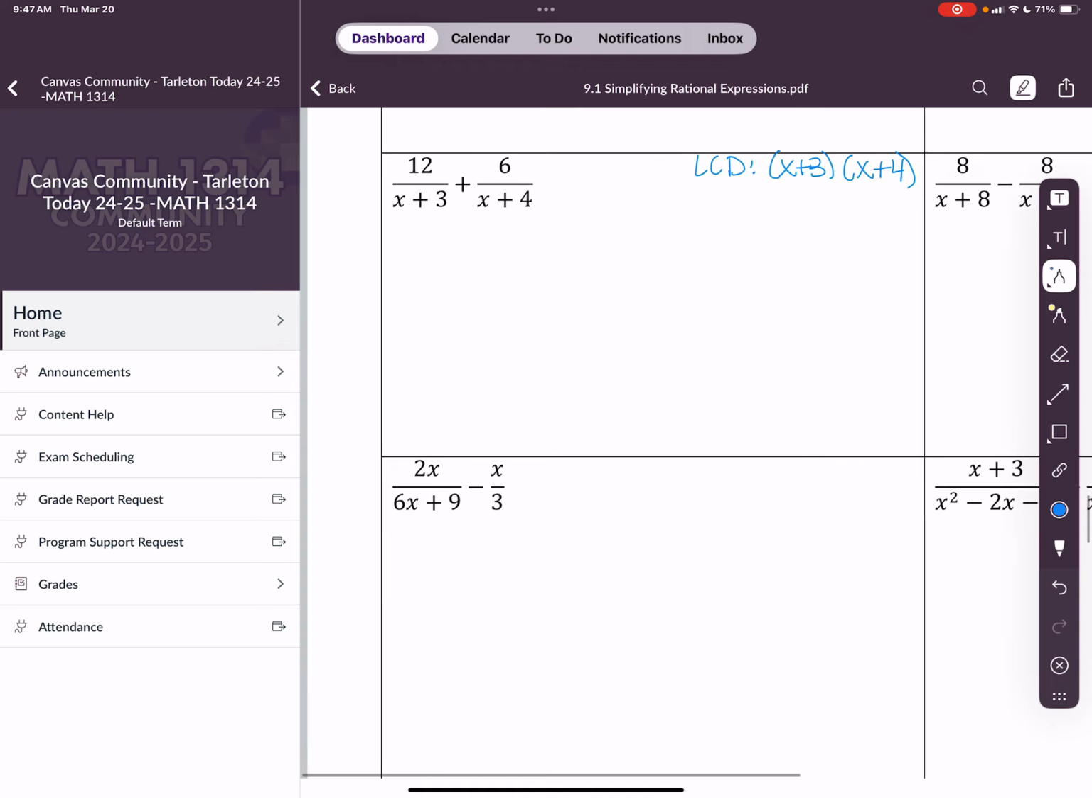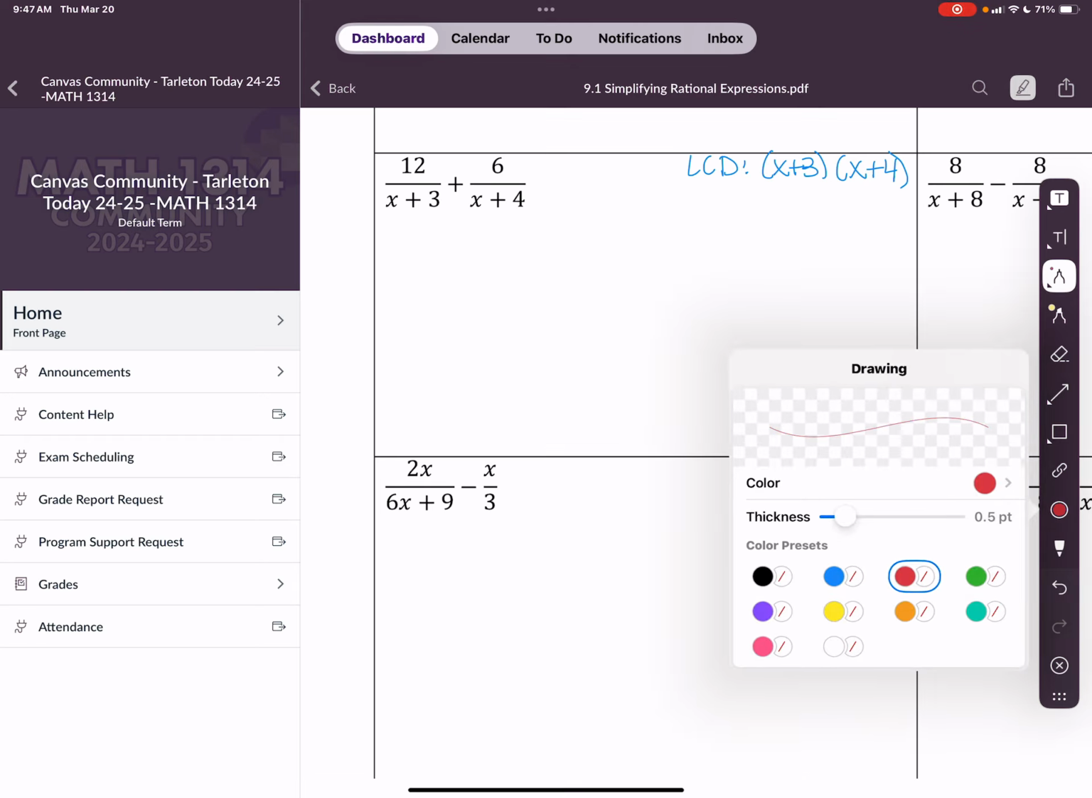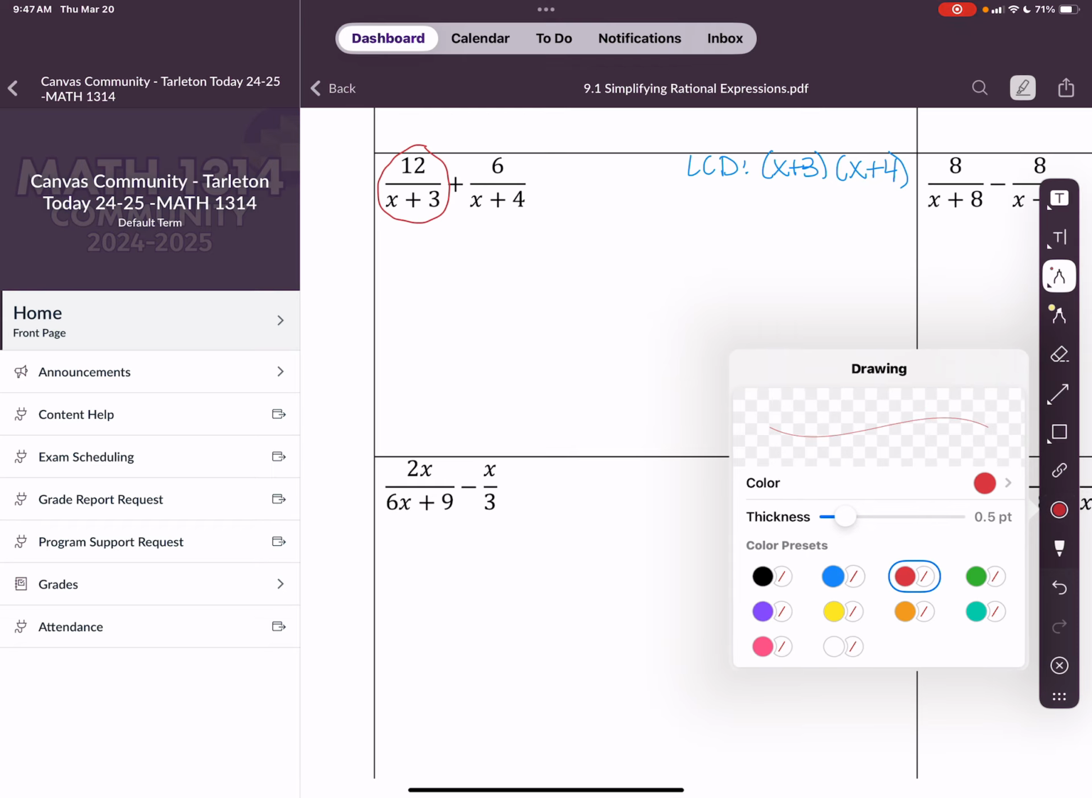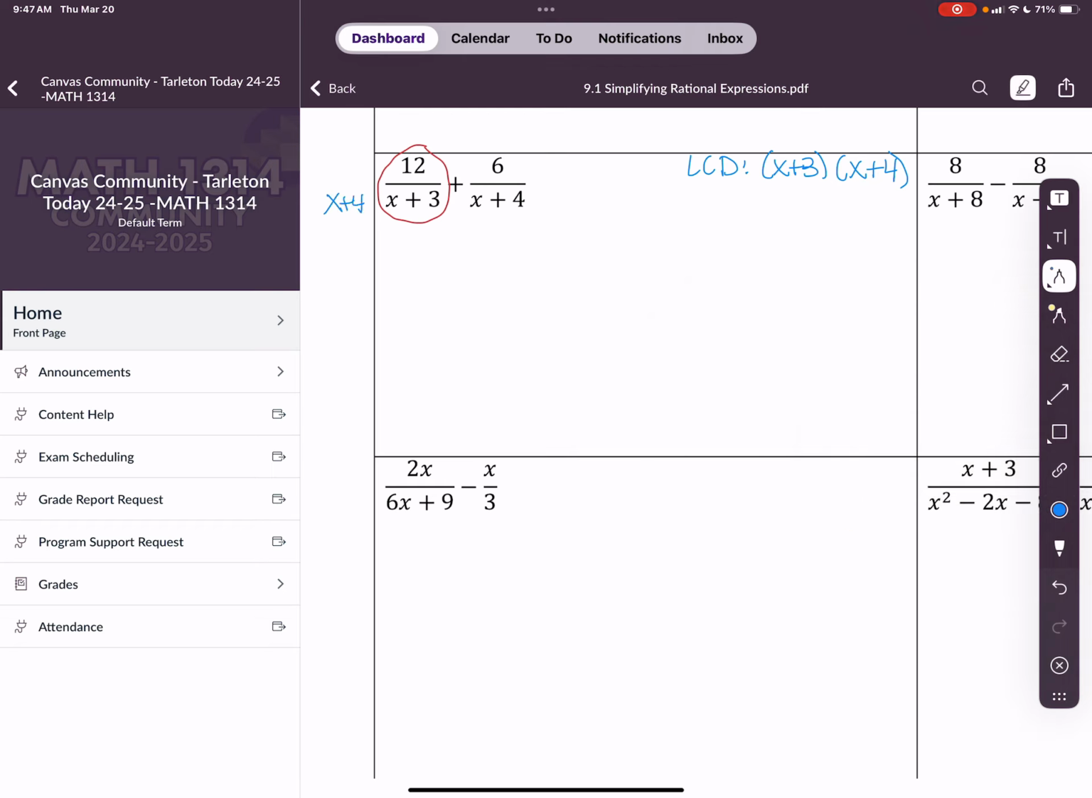So I have on this fraction that I'm going to circle in red, I already have the x plus 3. So the only thing I need is the x plus 4. So I'm going to multiply both the top and the bottom by x plus 4.